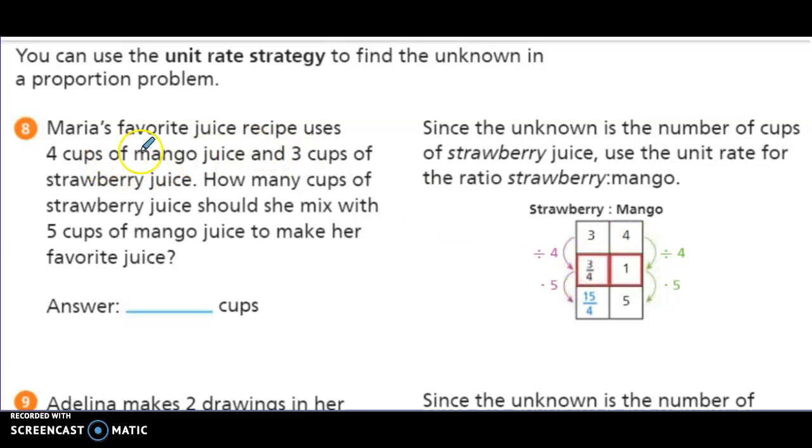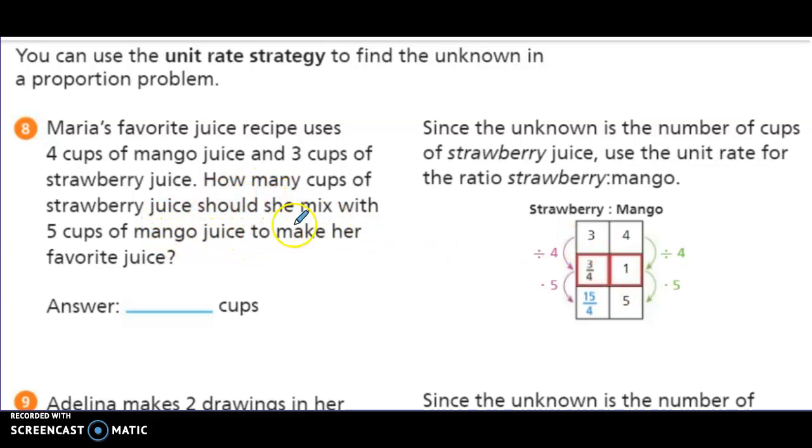So here's an example. Maria's favorite juice recipe uses 4 cups of mango juice, 3 cups strawberry juice. That is not a unit rate, it's just a basic ratio because neither of these, this one especially, is one. How many cups of strawberry juice could she mix with 5 cups of mango juice to make her favorite juice? I'm going to tell you guys this right now. There's a quicker and easier way that we're going to learn about on Wednesday, but the strategy they're talking about is here. Notice they labeled their columns 3 to 4, and then they put the mango juice, because why was mango set as 1 and not strawberry?